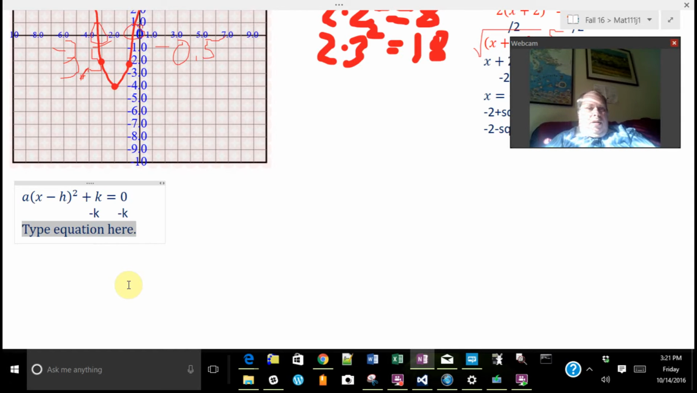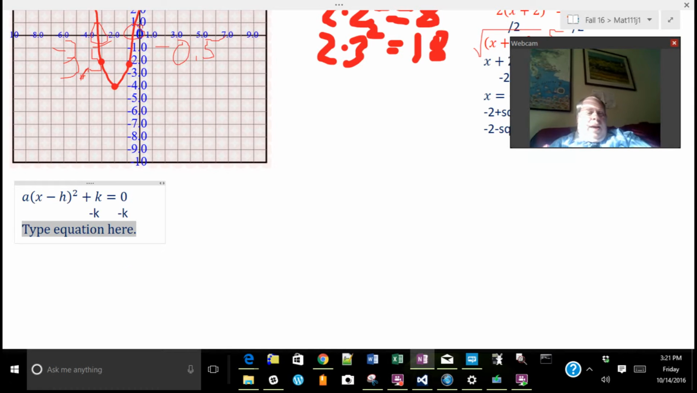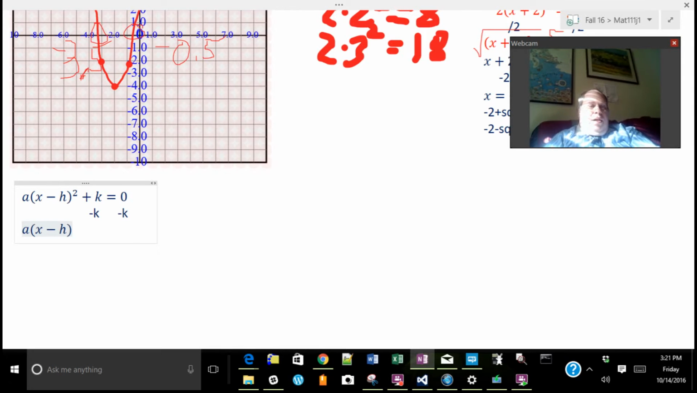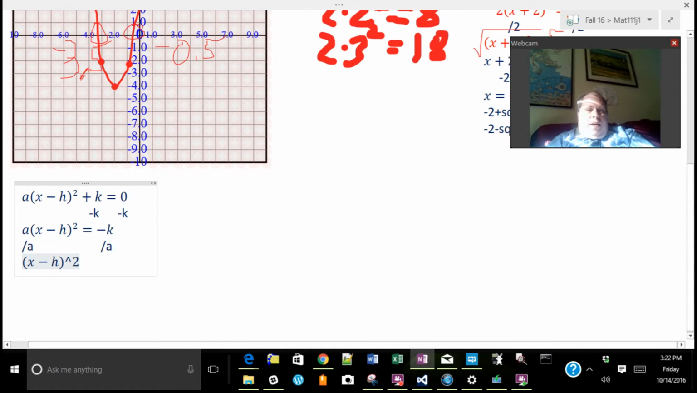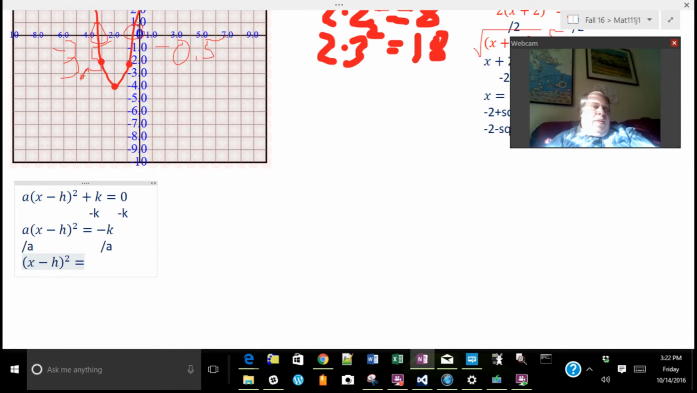And that gives us a(x minus h) squared equals negative k. And then we're going to divide both sides by a. So that's going to give me (x minus h) squared is going to equal minus k divided by a.